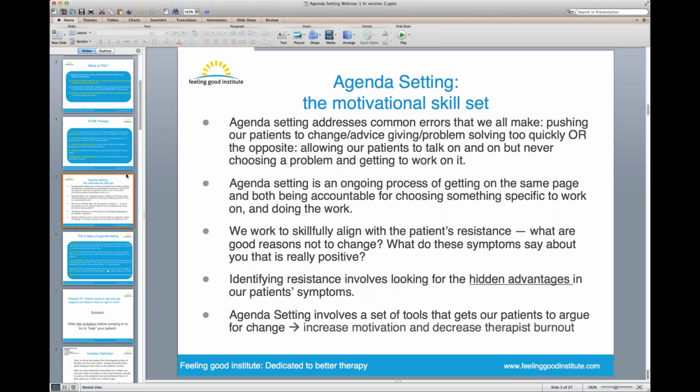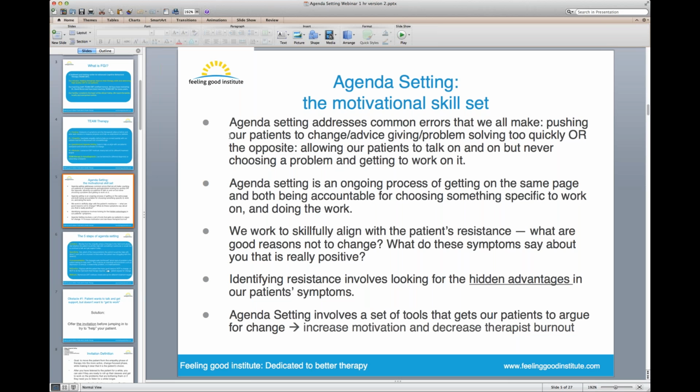These are errors such as pushing your patients to change, advice giving, or problem solving too quickly without the patient's buy-in. Or the opposite, which is allowing patients to talk on, but never actually choosing a problem and getting to work on it. So you might want to ask yourself which of these errors you make most frequently. I sometimes chuckle here because a lot of therapists, if I'm doing this live, will respond by saying both, if they're being really honest.